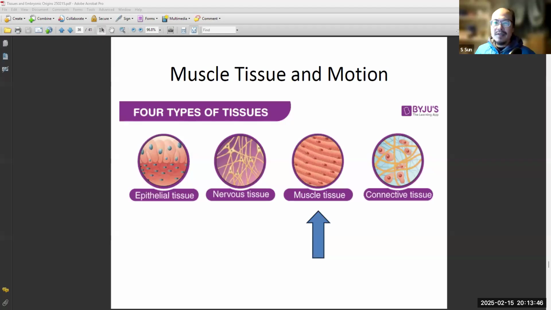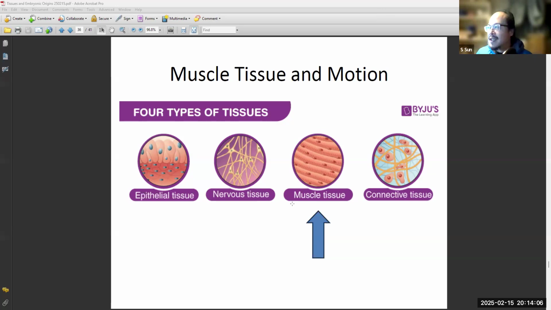All right, so this is our last two portions, the last two tissues that we are going to cover. Let me double check if everything's good. All right, I think everything is good. Yes. So we have the muscle tissues and the nerve tissue.